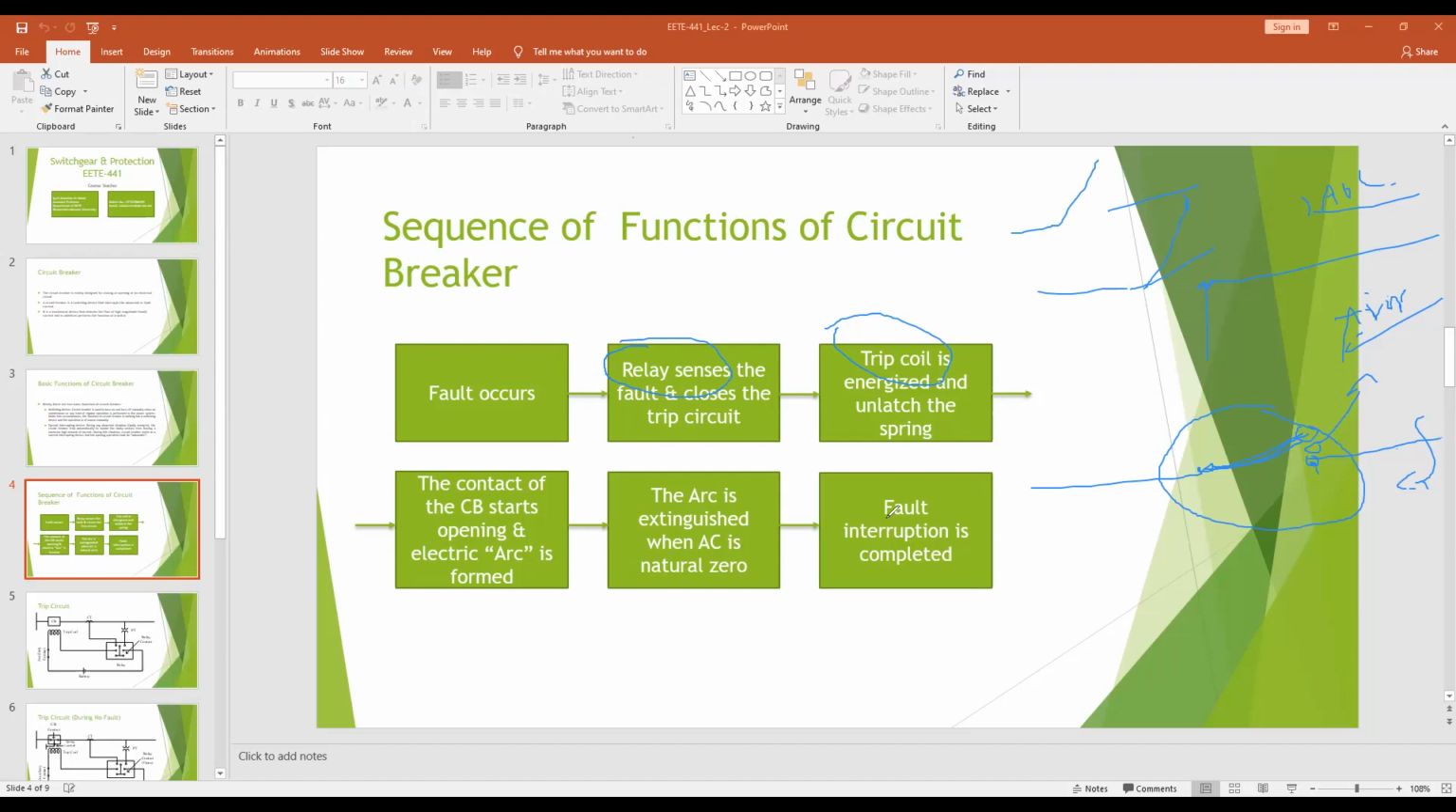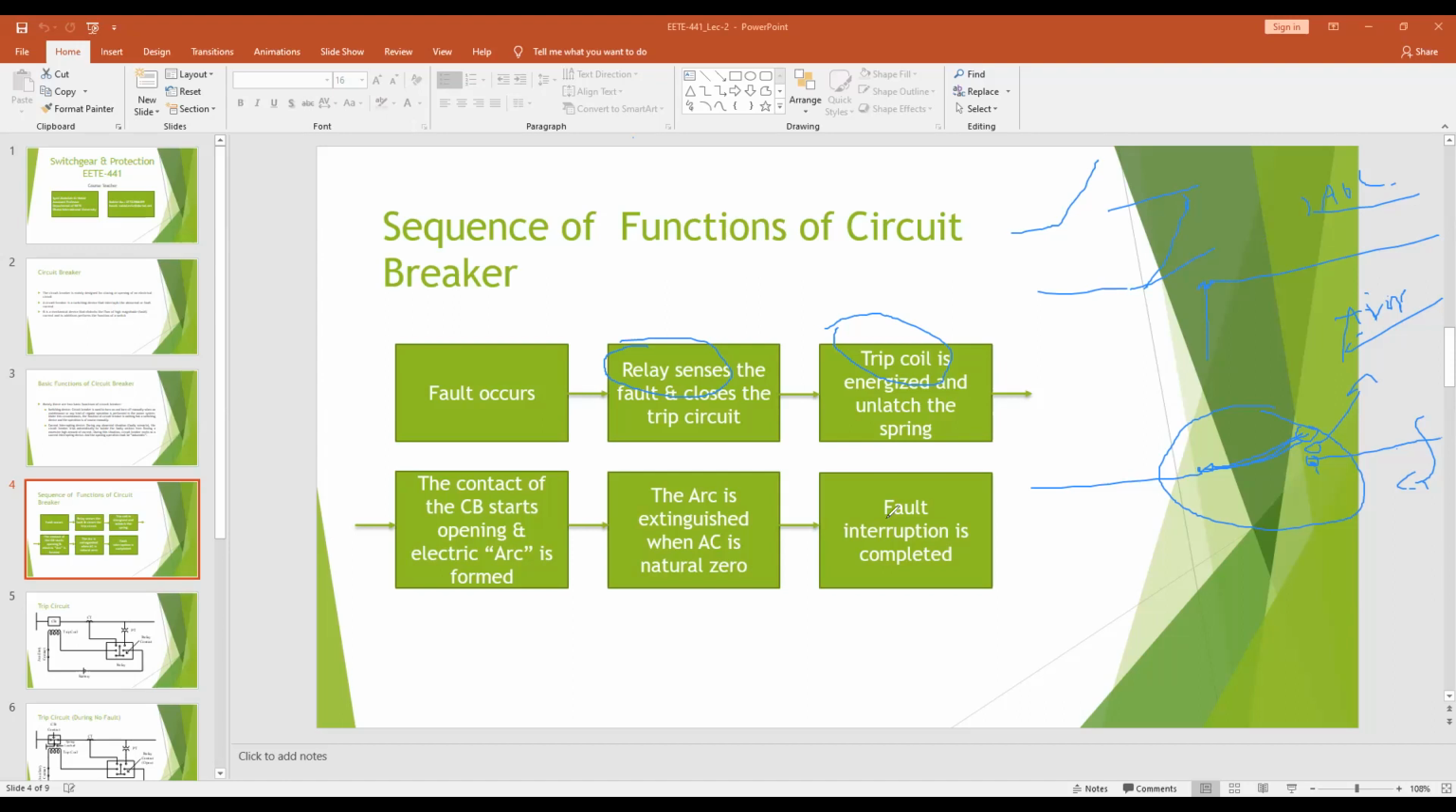So what are the steps? Let's go through them again. The first step is that the fault occurs. The second step is that the relay senses the fault and closes the trip circuit so that the decision taken by the relay is able to reach the circuit breaker. Then in the third step, the trip coil is energized and unlatches the spring, then the contact of the circuit breaker starts opening, and an electric arc is formed due to the ionization of the air, because of the high magnetic field produced by the high fault current.